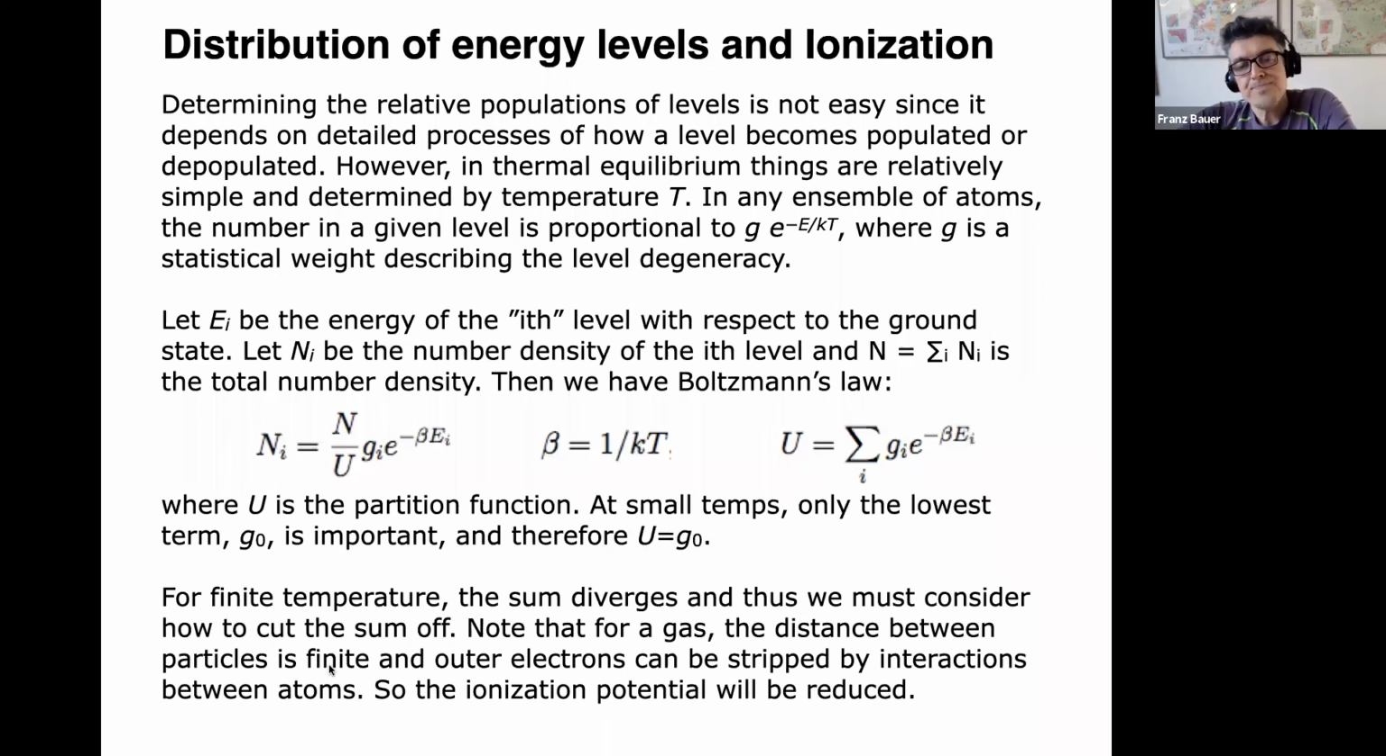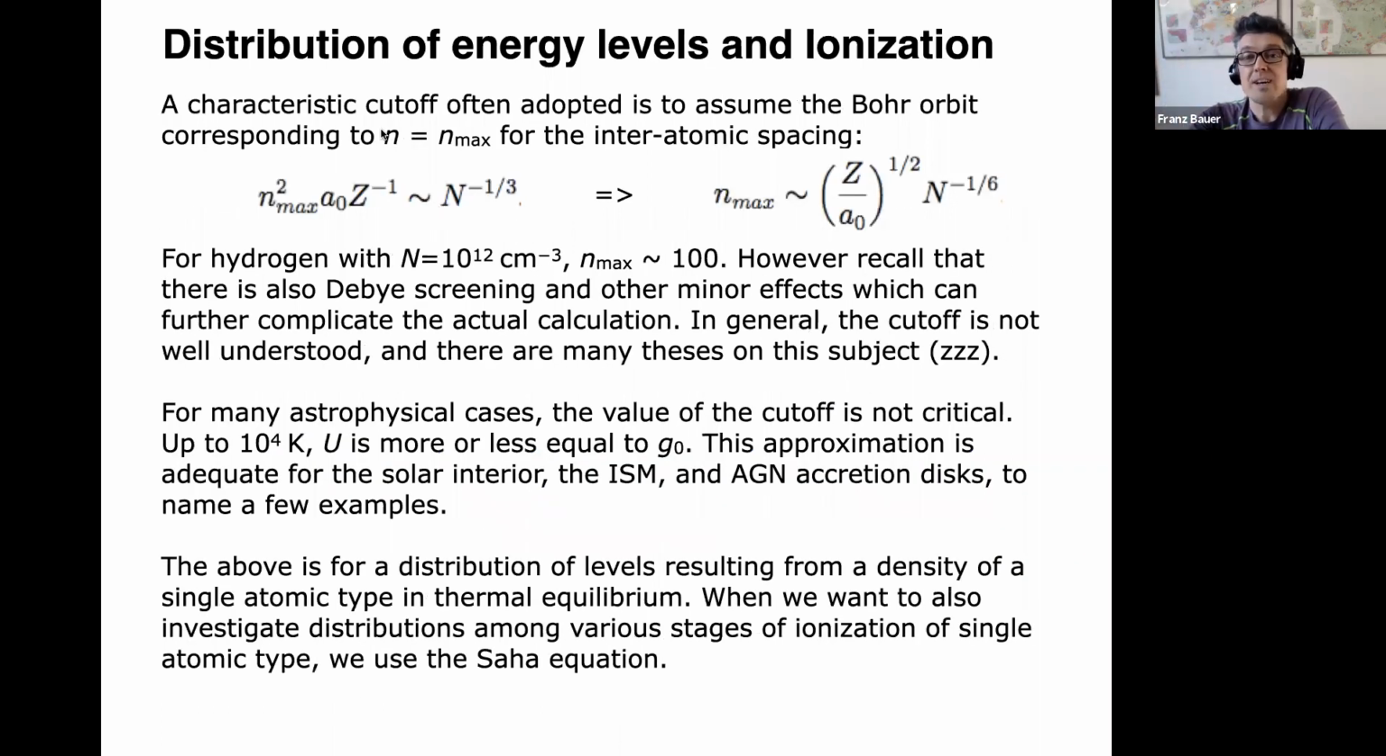If we have a finite temperature, the sum diverges here, and we have to consider how we cut off the sum. And typically we can note that the gas will have the distance between particles be finite, and so the outer electrons become unbound. And so at some point you can stop summing because you figure that those things will be stripped off. And so this would reduce the ionization potential slightly in this case. We can estimate what the characteristic cutoff is.